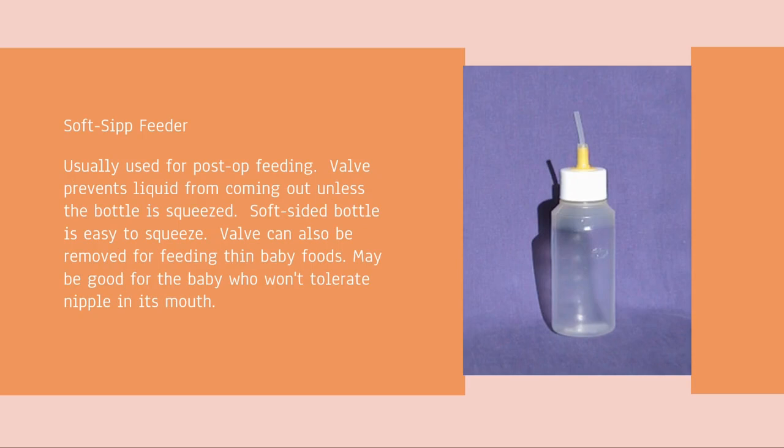Another one is the soft sip feeder, usually used for post-op feeding. The valve prevents liquid from coming out unless the bottle is squeezed. The soft-sided bottle is easy to squeeze, and the valve can also be removed for feeding thin baby foods. It may also be good for the baby who won't tolerate a nipple in its mouth.